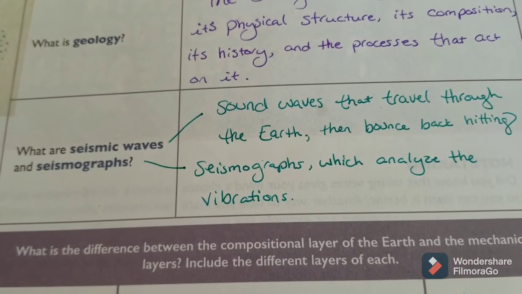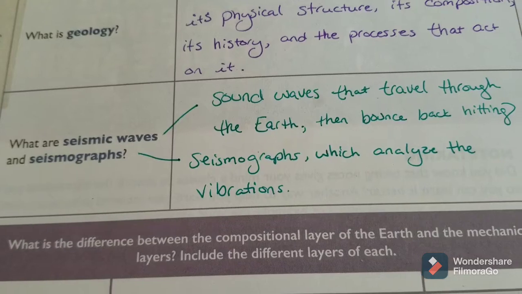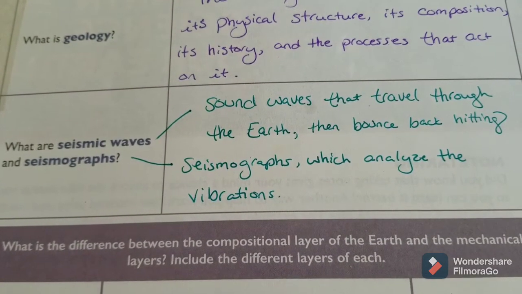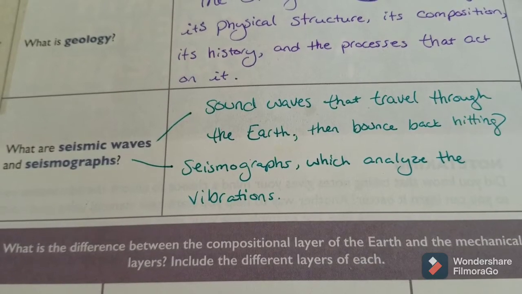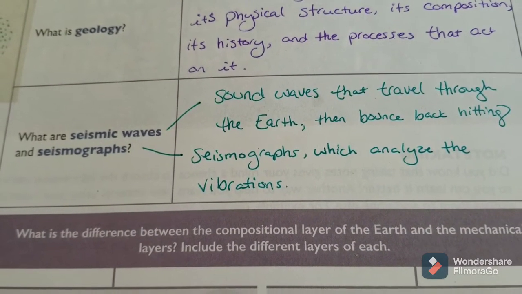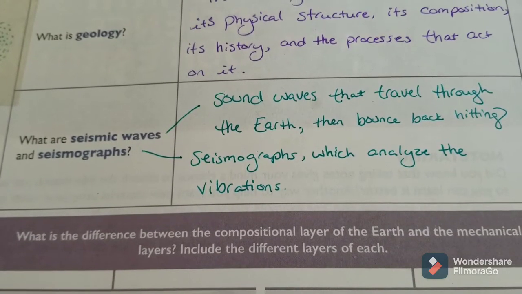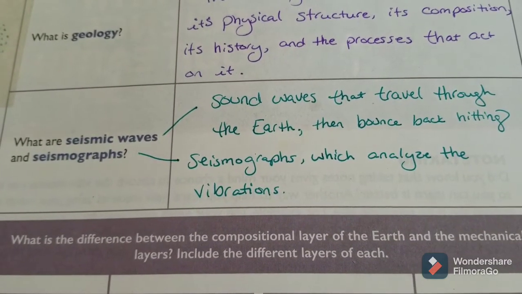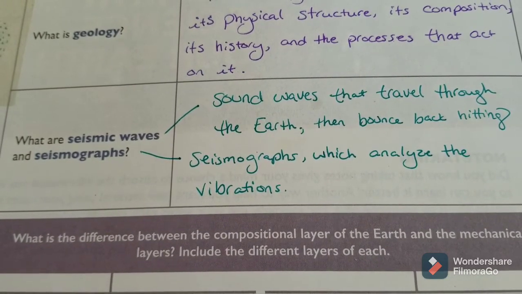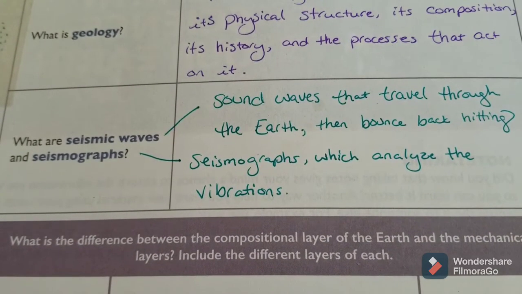What are seismic waves and seismographs? Well, seismic waves are sound waves that travel through the earth and bounce back, hitting seismographs, which analyze the vibrations. So seismic waves are the sound waves, and the seismographs are the thing that measures those vibrations.